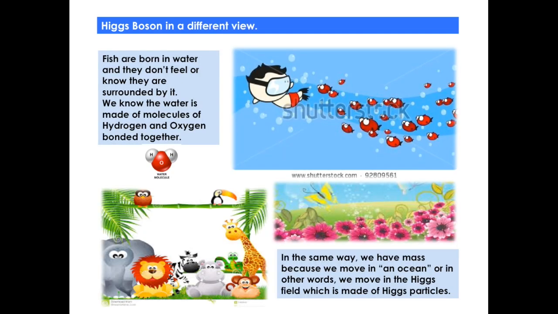This is another explanation, in a different view, of the Higgs boson. We know that fish are born in water, and they don't feel or know that they are surrounded by it. We know that water is made of molecules, of hydrogen and oxygen bonded together. Well, in our world it's the same way. We have mass and we live in a world and we move in this ocean of particles that is called, in other words, the Higgs field. And this Higgs field is made with Higgs particles.